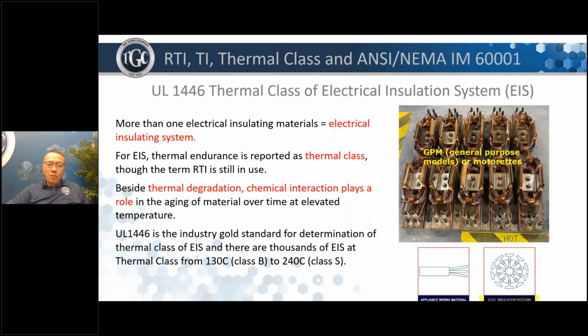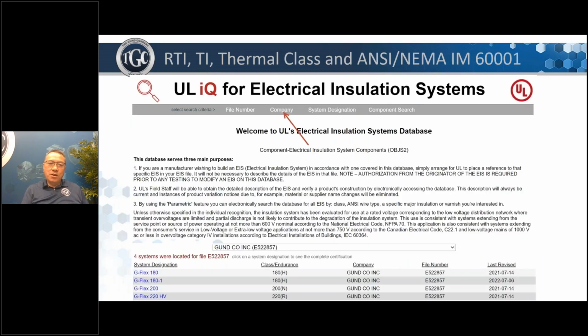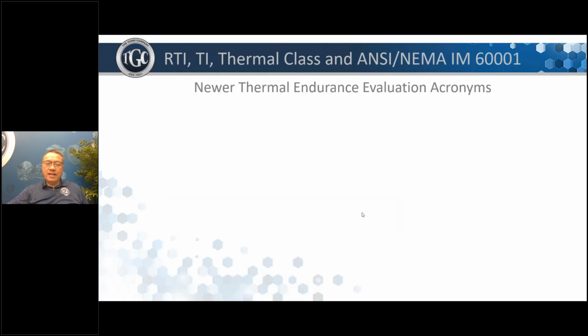And UL 1446, which many of us are familiar with, is the gold standard. IEC has an equivalent, but IEC cannot match it in popularity. Why? Because for those of us who are subscribed or who sign up for UL IQ, you can see that there are thousands of electrical insulation systems in UL's database. So how can you compete with an organization that has thousands and thousands of historical data?